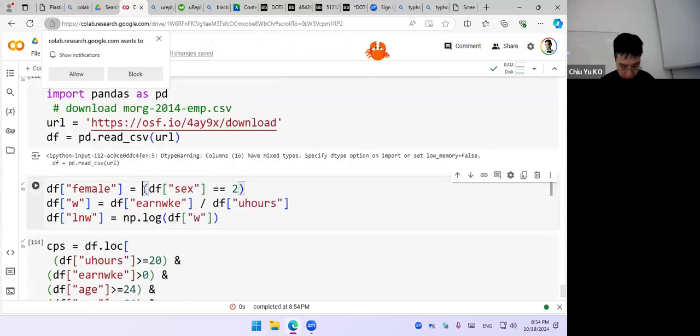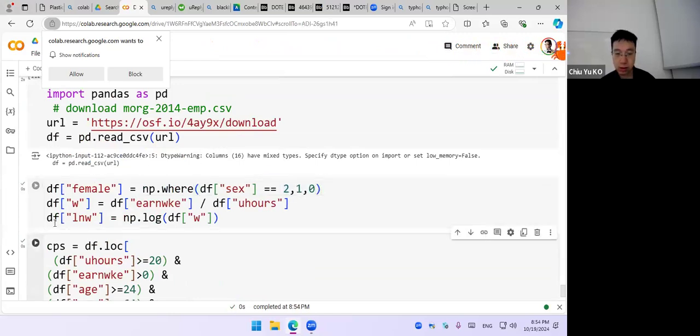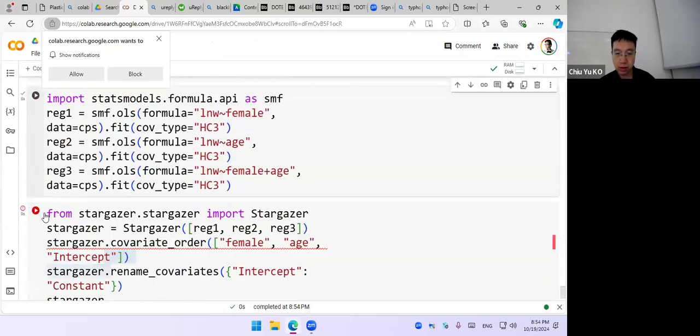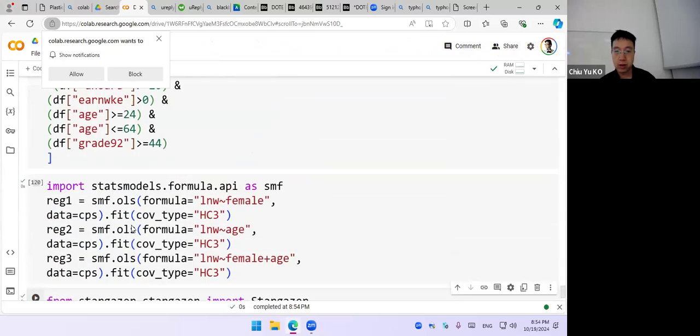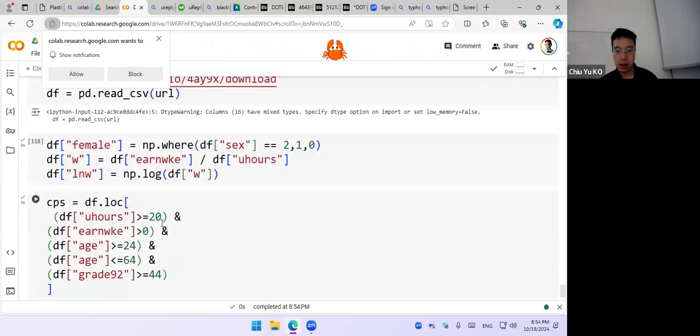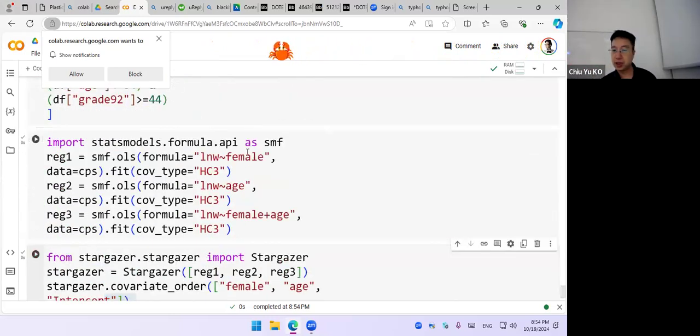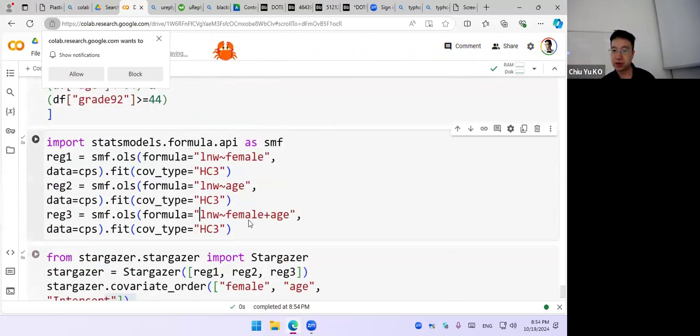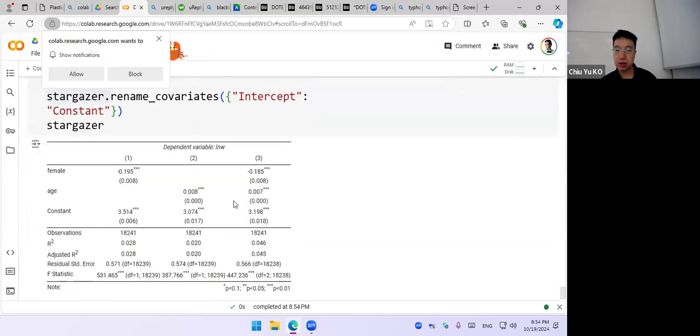Oh, sorry. I should do the MP dot where. So there are some slight changes to the female. I should use the MP where. I don't know why, I think the slide is not updated, but this is what I have. And I change it to female, age, and the last one is this one. Okay. Once I run this, I have the following.